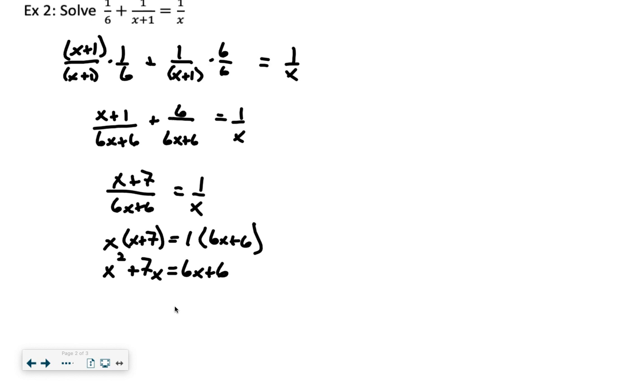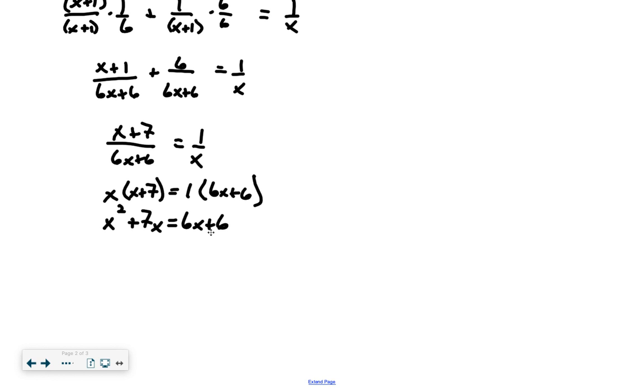And now I have a quadratic to solve. So to solve a quadratic, we first want to get everything on one side equal to 0. So I'll subtract the 6x over and subtract the 6 over. And we'll have x squared plus x minus 6 equals 0.